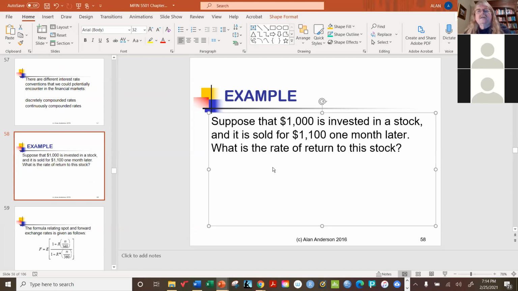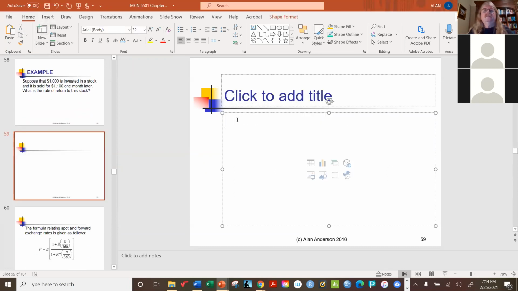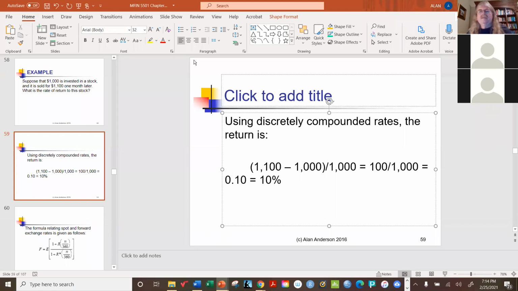All right, so here's what we're going to do. We're going to approach this in two different ways. Using discretely compounded rates, the return is, okay, so it's the new price minus the original price, all divided by the original price, which is 100 over 1,000, which is 10%. All right, so this is the monthly return.